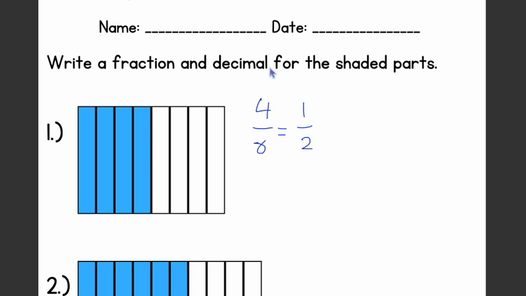Now to put this into decimal form, we have to think of what numbers 1/2 is in between. So 1/2 is in between 0 and 1. But if we want to find the decimal, this would be 0.5. So 1/2 and 0.5 are the same thing.